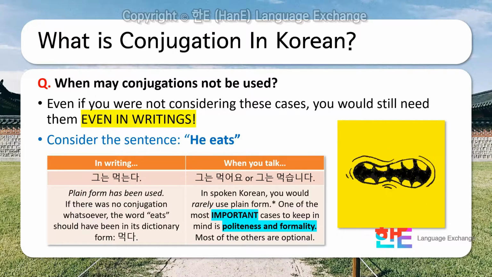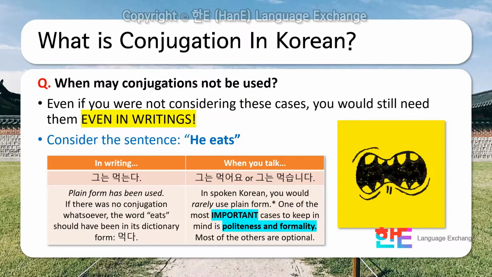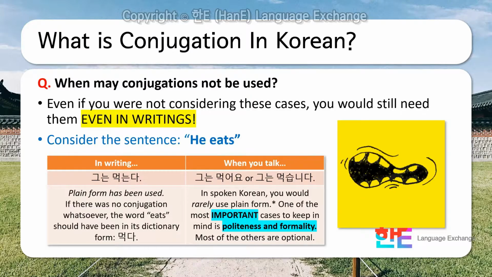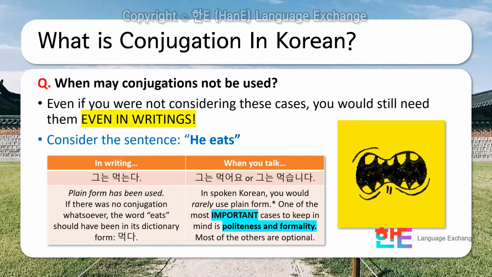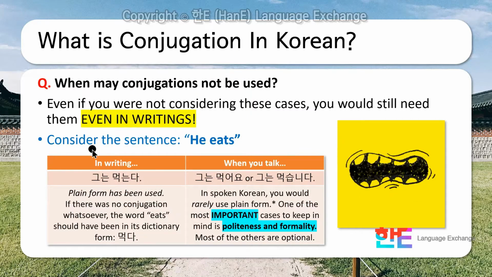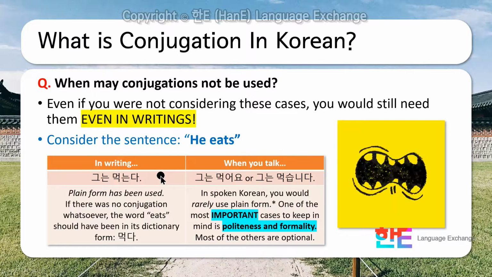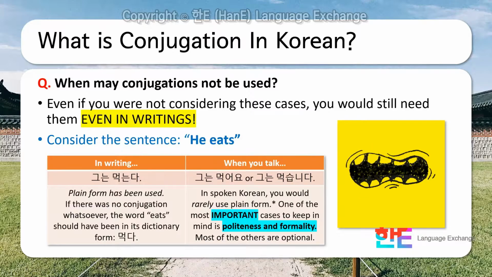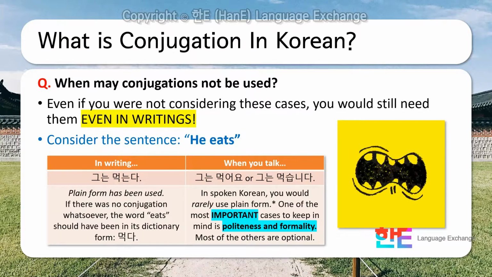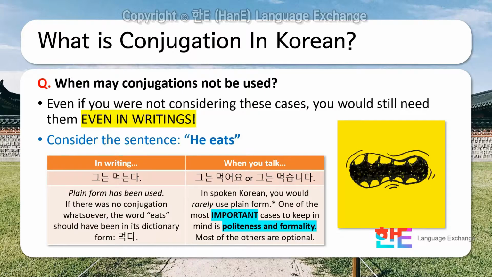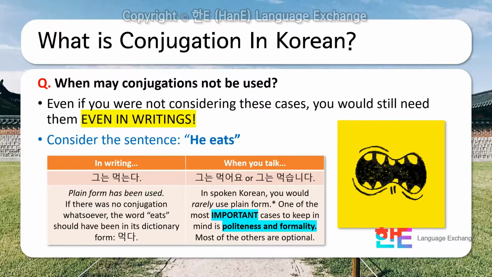So basically, regardless of what the case is, unless you're talking to yourself or unless it's a very special case, you would normally conjugate in Korean, regardless of what the conjugation pattern may be. For example, 그는 먹는다. Here, plain form has been used. If there was no conjugation whatsoever, the word eats would be in its dictionary form, which is 먹다. But because we add the conjugation 는다 to it, it becomes 먹는다. And we can say that this is an example of plain form.